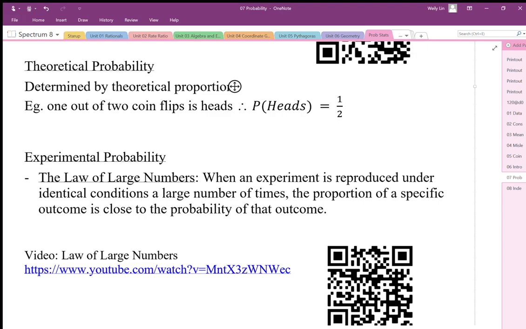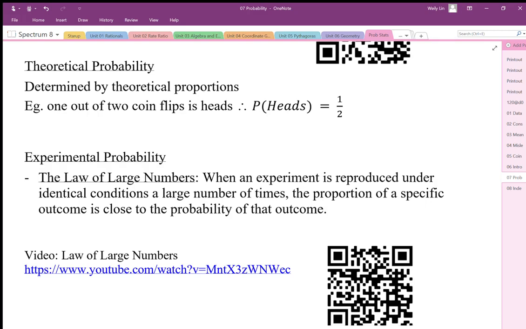For example, flipping heads, we can say that the theoretical probability of flipping heads is one heads out of two possibilities. So this is our sample space: one sample space that's positive, two sample spaces that represent the possibilities. This is what we call theoretical probability.